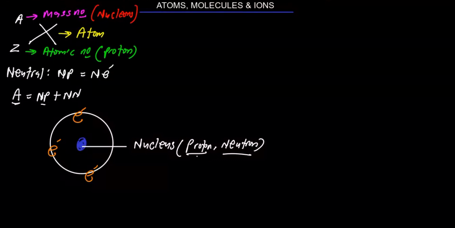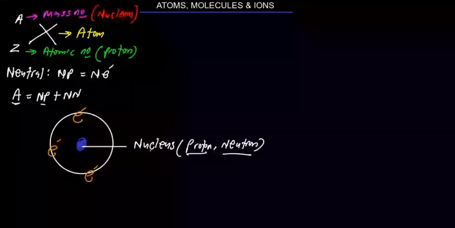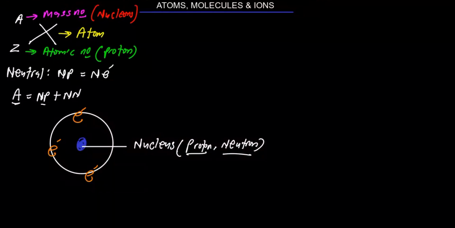Now, because protons and neutrons are found in the nucleus of the atom, they are collectively called the nucleons. Are we together? Protons and neutrons are collectively called nucleons, or nuclear particles, because they are found inside the nucleus. And that's why we call the mass number the nucleon number, because it is the result of the addition of the nucleons.